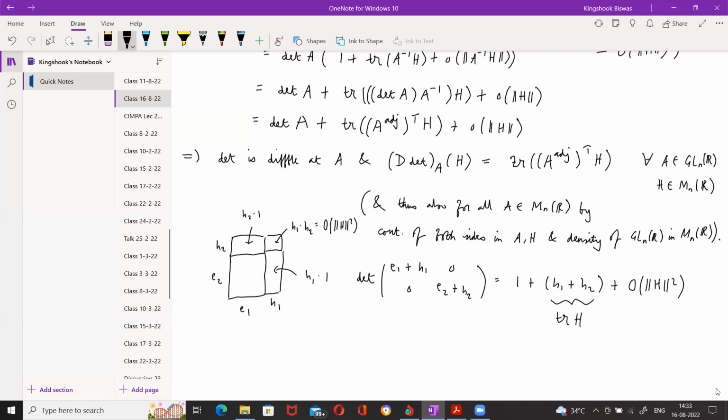Is it clear? Yes. Right. So the same will be true in higher dimensions. You can see that the derivative of the determinant will be the trace. So you'll take the unit cube, and then you'll have an h here and so on.